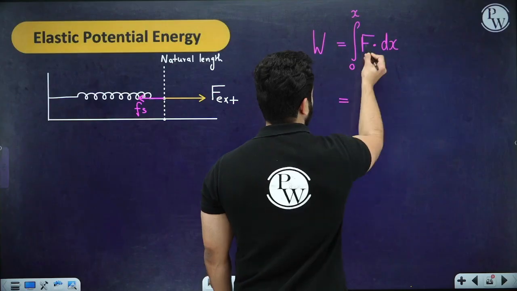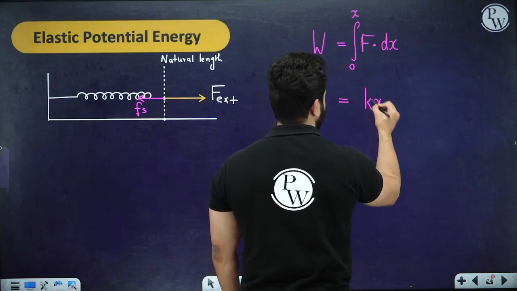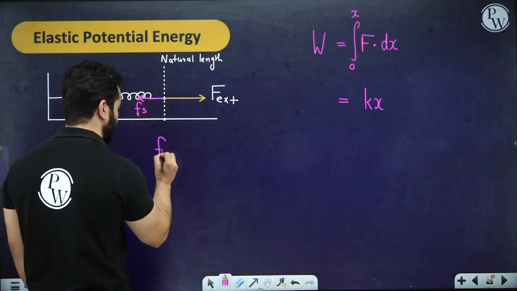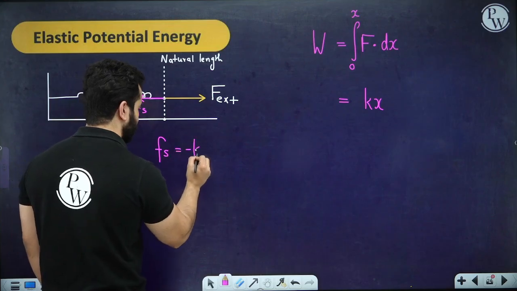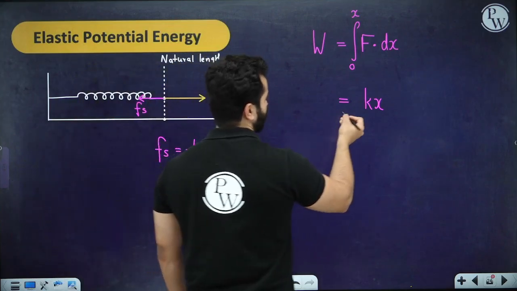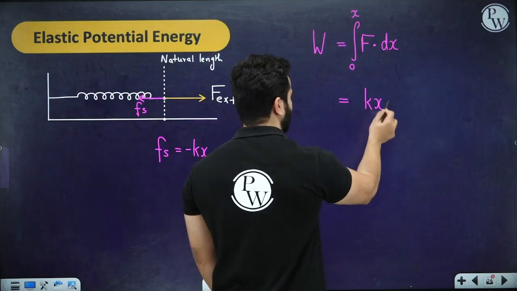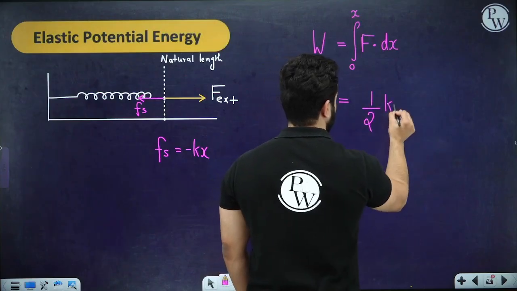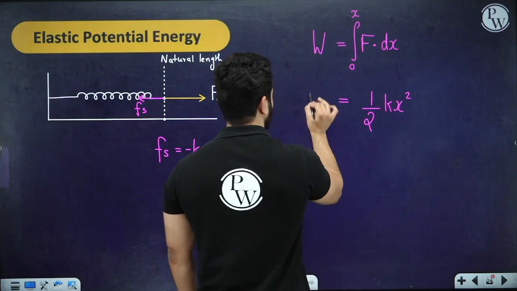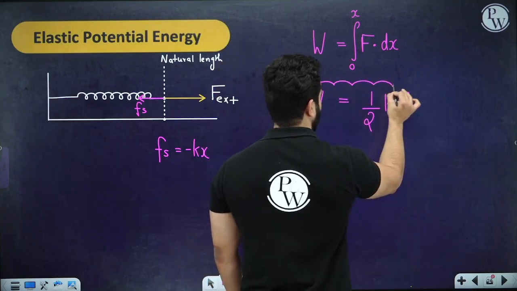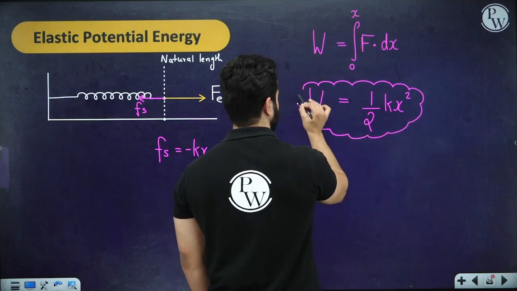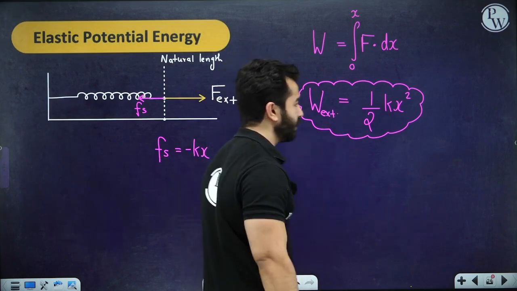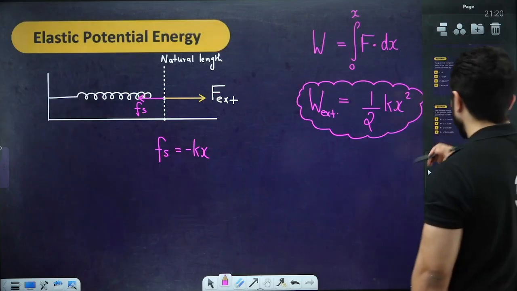Now we know that force is nothing but kx. I'm talking about the external force, not the spring force. Definitely the spring force is actually minus kx. When you integrate it, it's not a big deal. We can simply write it as half kx square. So this is the work done by the external force, and this is going to be the change in potential energy.